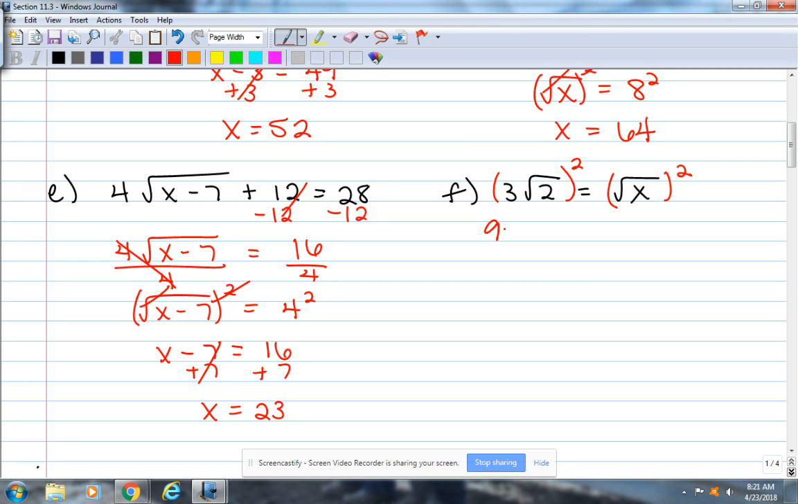9. And the radical and the square cancel and leave you with just what? 2. So that's 9 times 2. Does everybody understand why that side is 9 times 2? So if there's a number in front of the radical, you have to square that number. Equals, radical x squared is just x. So all I have to do is multiply 9 times 2 and get what? 18 equals x. Now x is completely by itself. So if there's a radical on both sides, go ahead and square both sides.